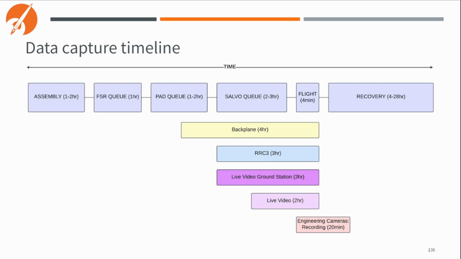Next up is an overview of our data budget. So most of our components will be recording data the entire time they are turned on. The main difference is the engineering cameras, which will only be recording data during the 20 minutes they are recording video. So the main components that will be recording data, though, are the live video, VTX, and the backplane system.